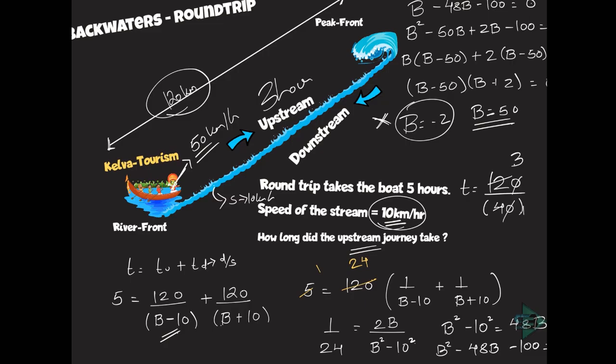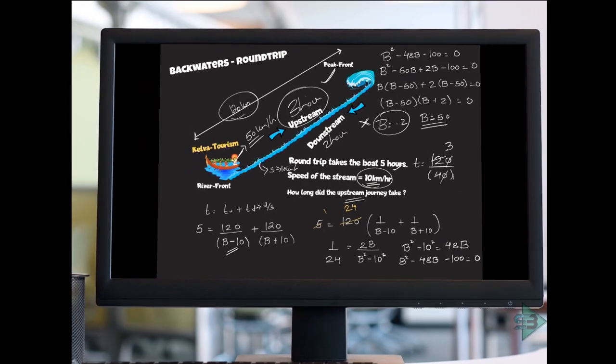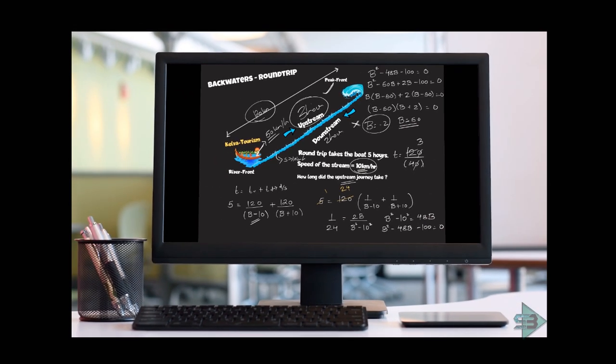And what will it be if they ask what is the time for downstream? It will be 2 hours. Why? Because the total time is 5 hours. So that's it. I get the answer. The time taken for upstream is 3 hours. Okay, that's how simple it is to solve this problem once you know the concept related to upstream and downstream.